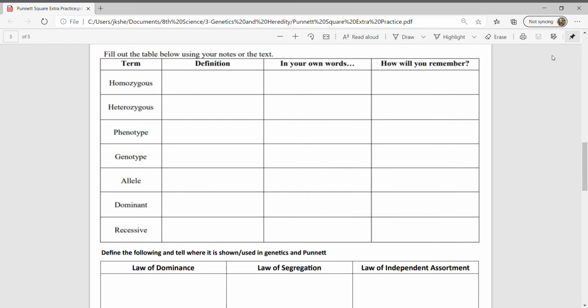If you look at the words, it tells you to define it, like in the textbook definition. Then it says to define it in your own words. So you're going to put a description of what you think it is right here, and then how you will remember this.